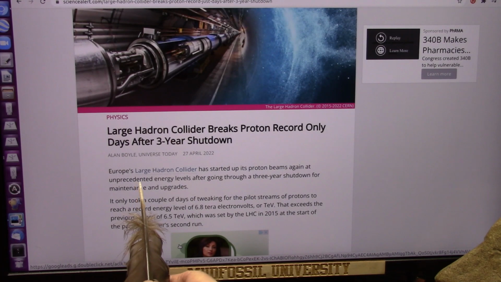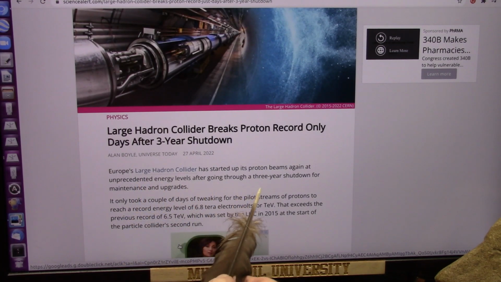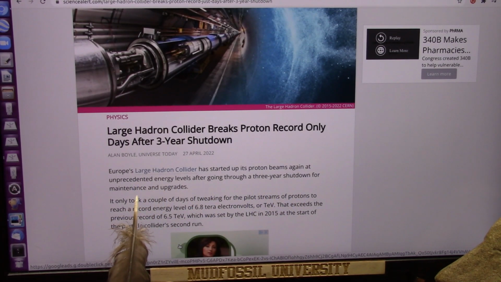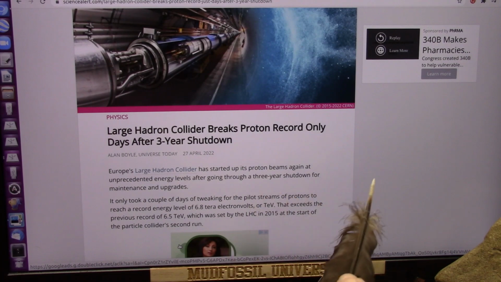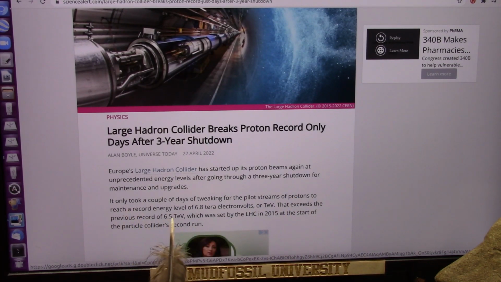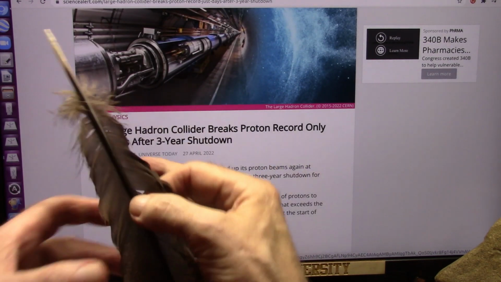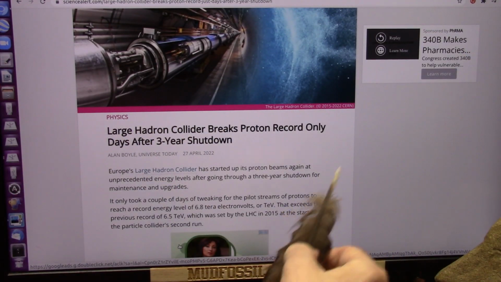They get unprecedented energy levels after going through a 3-year shutdown for upgrades to make it focus. It only took a couple of days. I mean, as soon as you got them focusing, they're hitting all over the place to reach a record energy level, 6.8 tera electron volts. I think we're even higher than that. And again, we are focusing. We're not just having a splash of stuff happen everywhere.